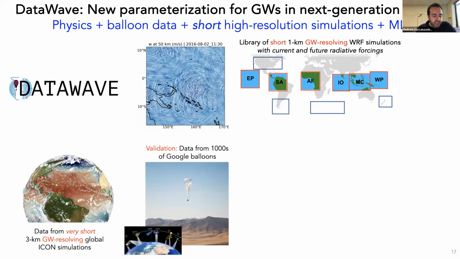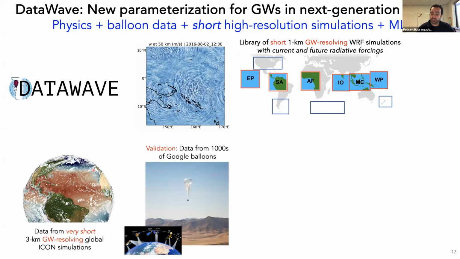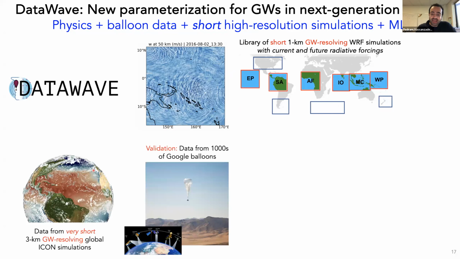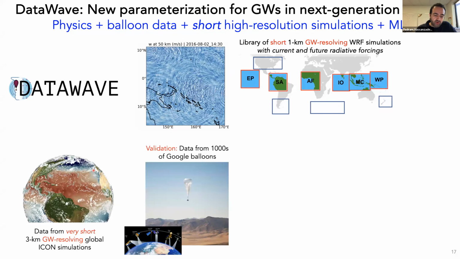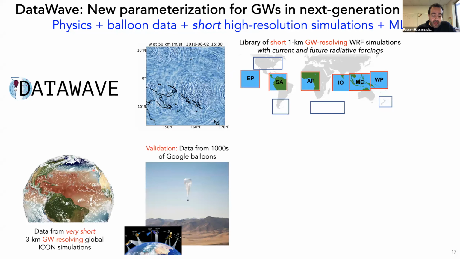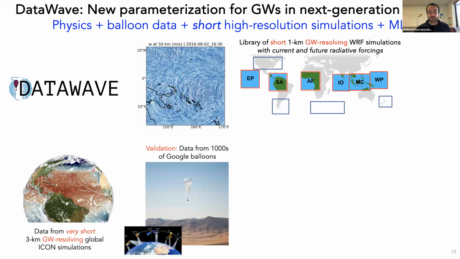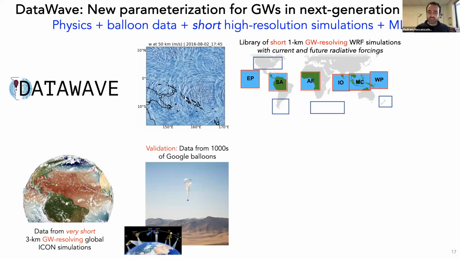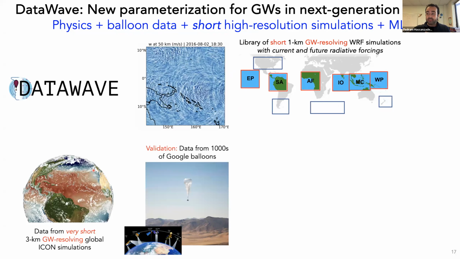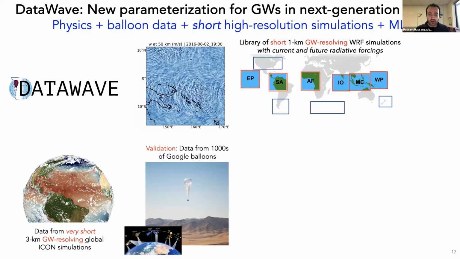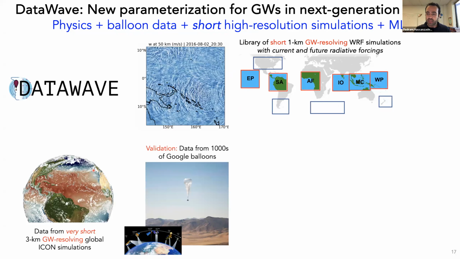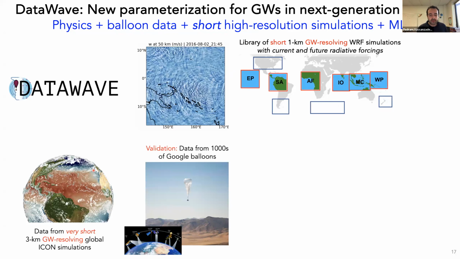We have colleagues in Germany doing high resolution global simulations with the German weather model. And to validate these simulations and more, we have observational data, some from satellites, but more importantly, we have observations from Google balloons. If you remember, these are balloons that were used to provide internet, but by looking at their trajectories, we can actually estimate gravity wave fluxes.